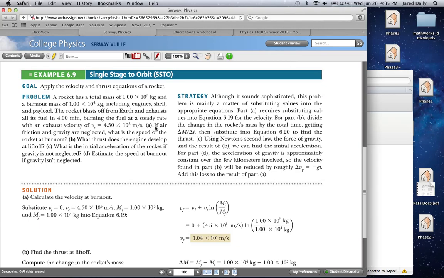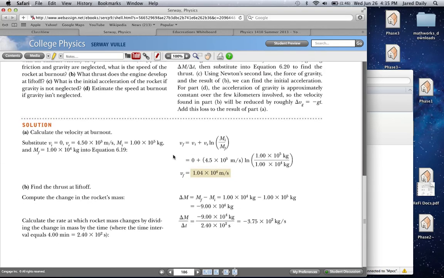So anyway, it's certainly much easier to do that. If air friction and gravity are neglected, what is the speed of the rocket at burnout? So we're calculating a final speed, a final velocity. Well, that is the equation that we use for the single-stage rocket, including that natural log. So you're just plugging in values. You have an initial velocity of 0. You have a velocity of the exhaust, 4.5 times 10 to the 5th. And then you have your two masses, your initial mass and your final mass. Plug them in, take the natural log, multiply by that velocity of the exhaust, and you get 1.4 times 10 to the 4 meters per second of velocity.